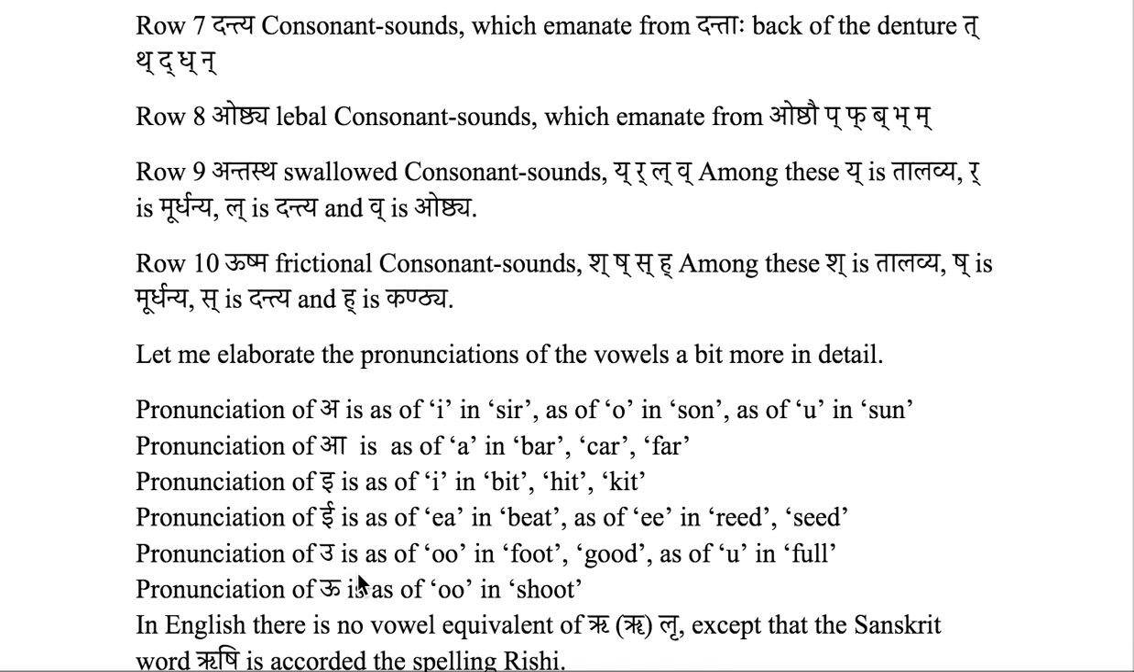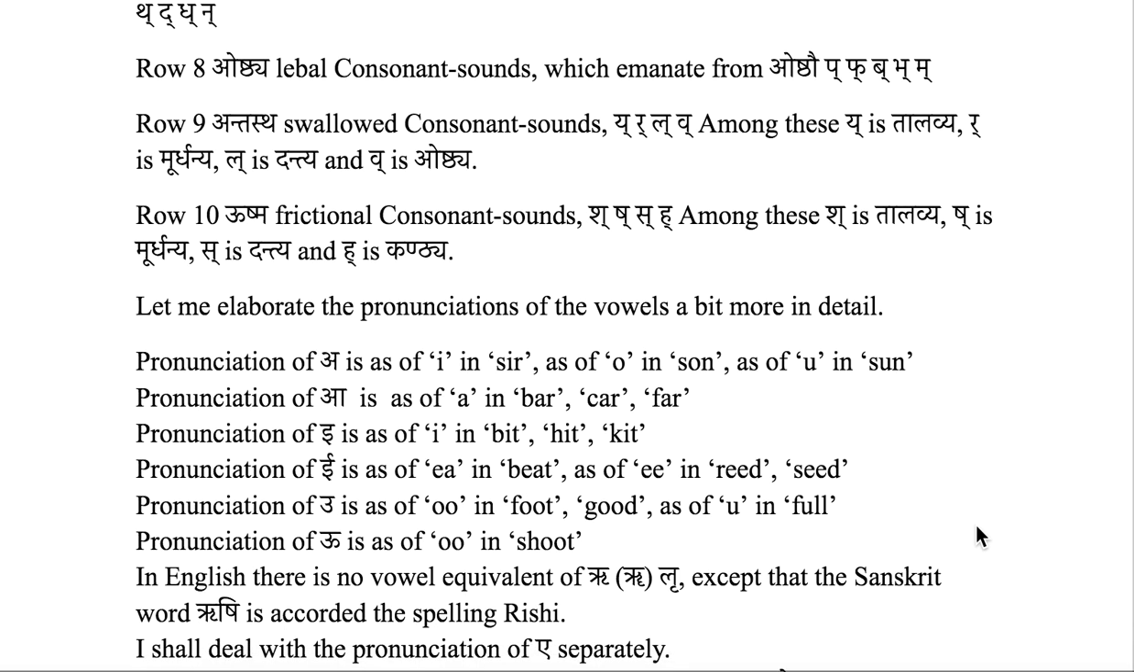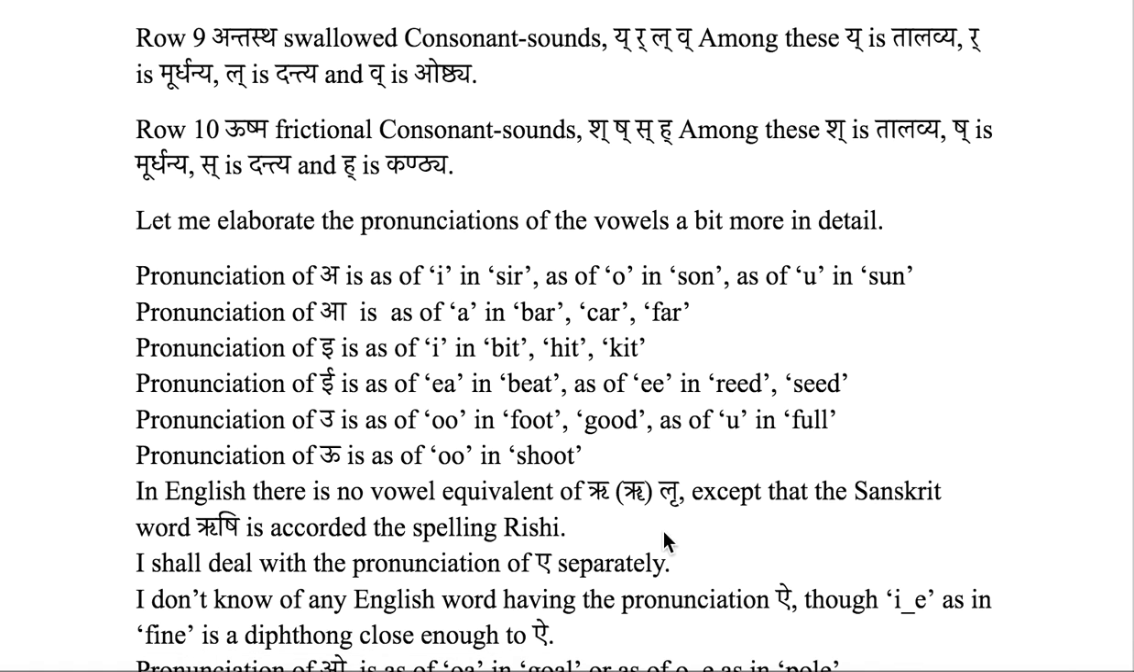Pronunciation of u is as of oo in foot, good, as of u in full. Pronunciation of ū is as of oo in shoot. In English, there is no vowel equivalent of ṛ, except that the Sanskrit word ṛṣi is accorded the spelling rishi, indicating that this pronunciation of ri is what the pronunciation of ṛ is. I shall deal with the pronunciation of ḷ separately.